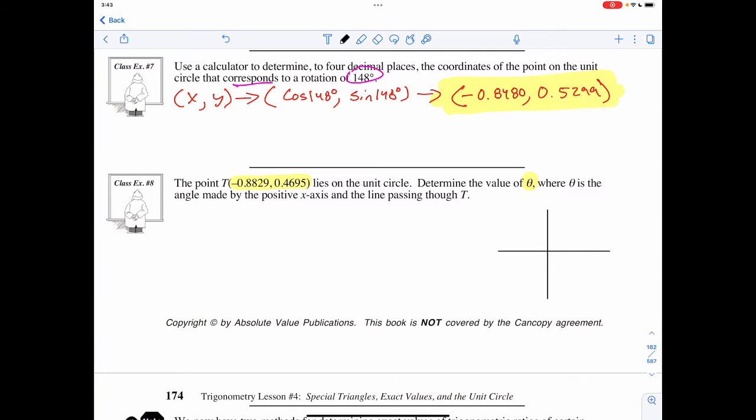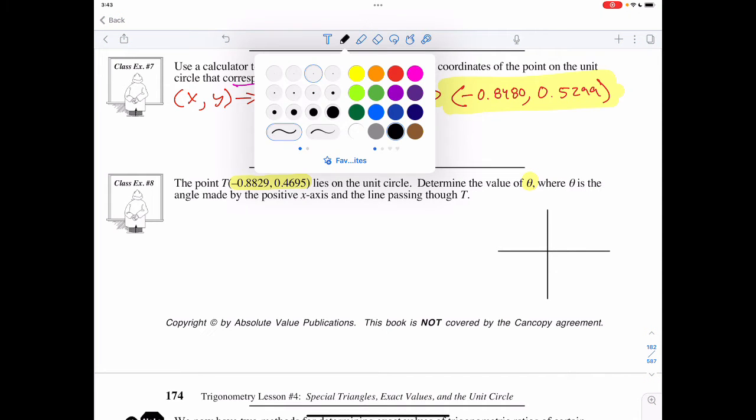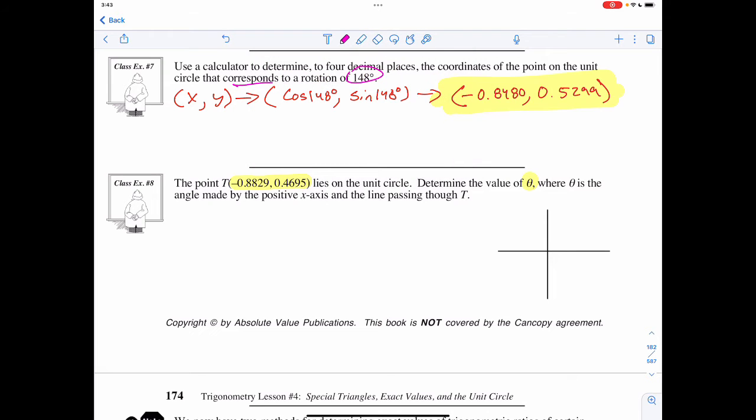So I can see that my x value is negative, my y value is positive. It's going to end up being somewhere in here. My rotation is going to be somewhere between 90 and 180 degrees in quadrant 2.